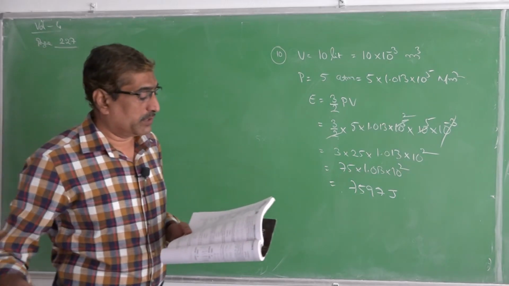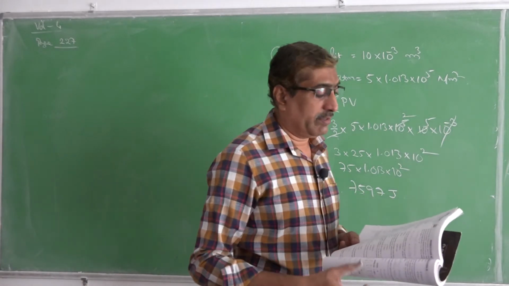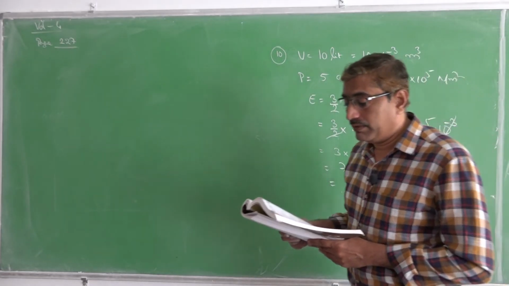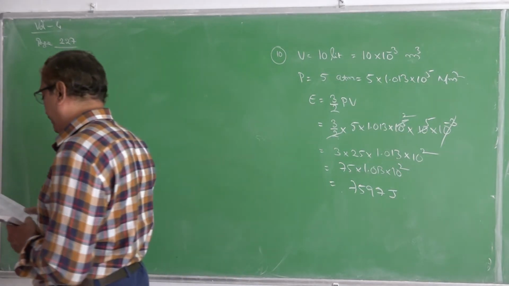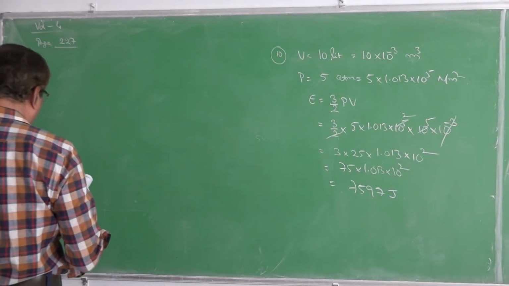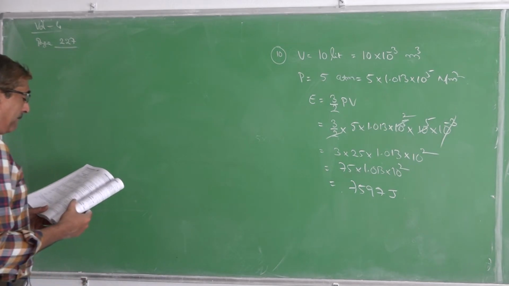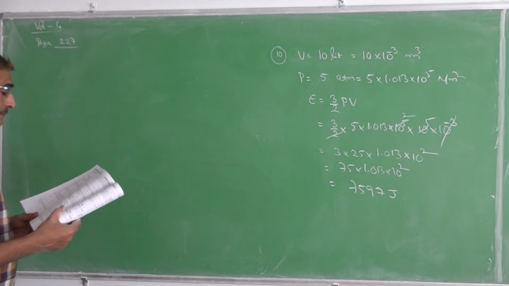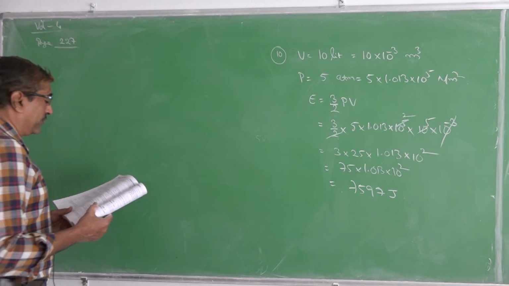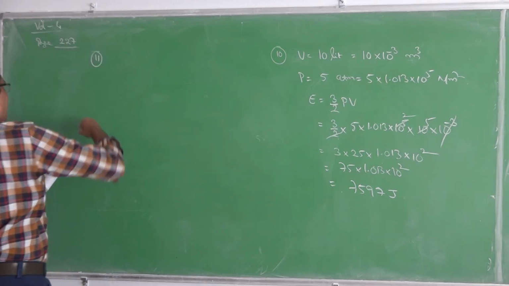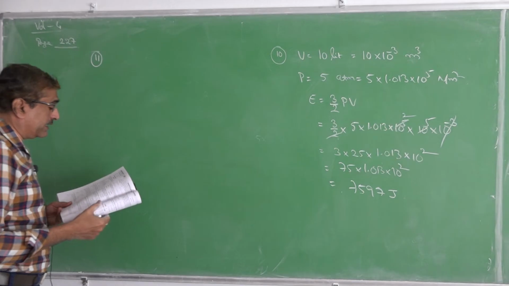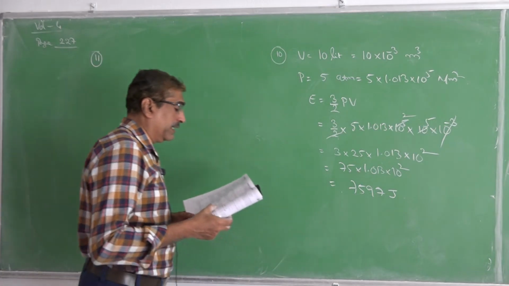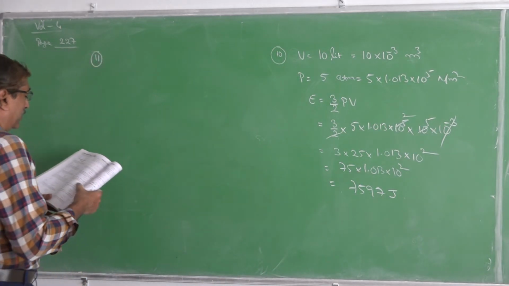Now, various speeds of gas molecules. At a certain temperature, the RMS velocity for O2 is 400 meter per second. At the same temperature, the RMS velocity of H2 molecule is. Okay, 11th one.